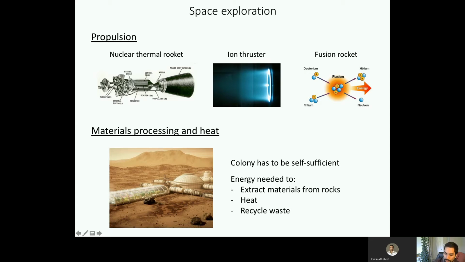Propulsion is usually done with chemical reactions, so usually hydrogen and oxygen reacting together, producing a flow of gas exiting the rocket, and that flow pushes the rocket forward. So the maximum speed at which the rocket can go is proportional to the speed at which the exhaust comes out of the rocket.